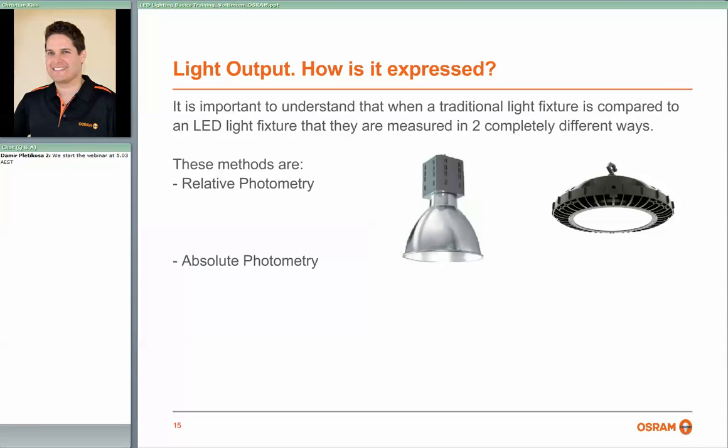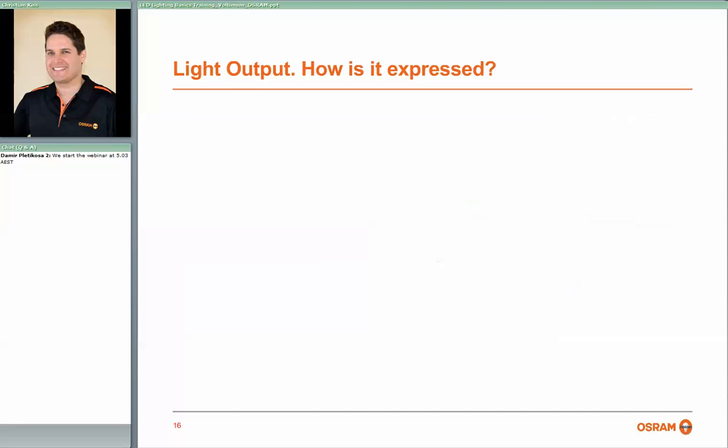So light output, and how is it expressed? It's important to understand that with traditional lighting fixtures, the way that the actual light output was expressed is quite different to an LED fixture. There's two methods here. One of them is called relative photometry, and the other is called absolute photometry. So what are the actual differences? Well, we'll see it here.